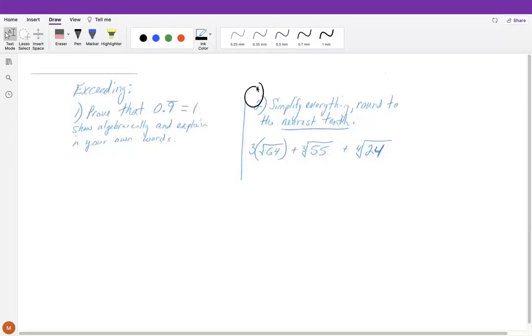All right, so now we're going to focus on the second problem. So I'm going to write it just a little bit bigger here.